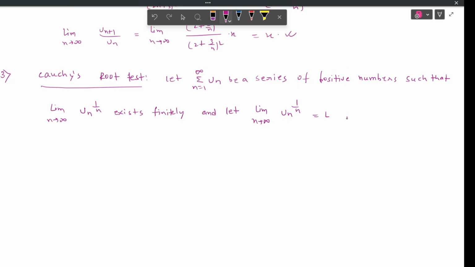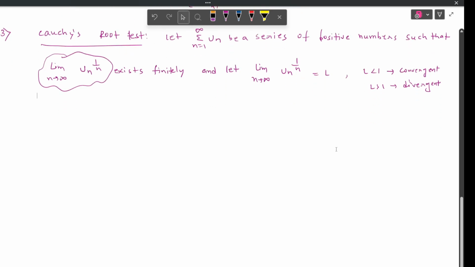Now if this L is less than 1, then it will be convergent, and if L is greater than 1, it will be divergent. That's all you have to remember. And when to apply Cauchy's root test? When the format is u of n to the power 1 by n. If there is any format looking like this, you have to apply Cauchy's root test. So let's see one question.